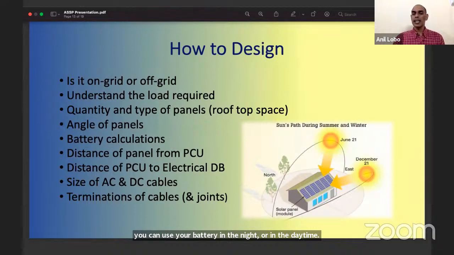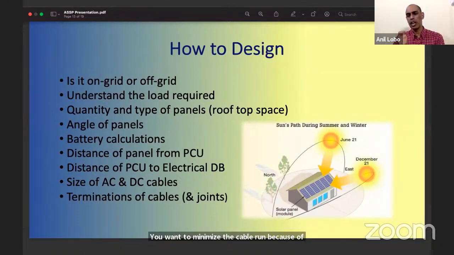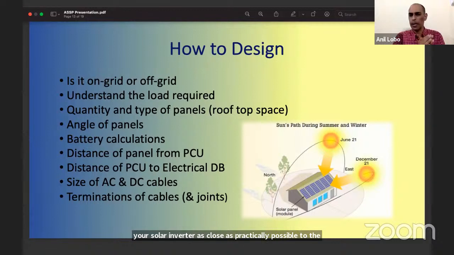Two other criteria that you have to look at is the distance from the solar panel to the PCU. Now remember, the solar panel sitting on the roof is running down to your power conditioning unit with a DC cable. You want to minimize the cable run because of loss of energy. The loss of energy in DC systems is much higher than in AC systems. So you want to keep your solar inverter as close as practically possible to the solar panel.